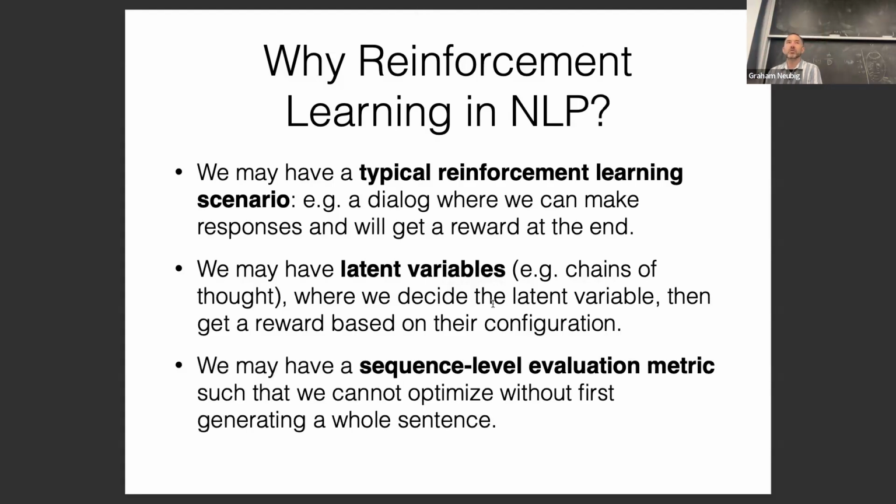Other examples are when we have a sequence level evaluation metric that we can't optimize without first generating the whole sequence. So this could be any of the automatic evaluation metrics that I talked about before. We might even know the correct answer, we might even know a good translation, but we want to optimize an evaluation metric that we talked about instead.